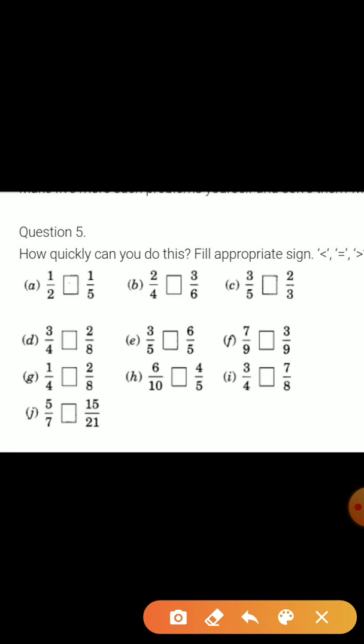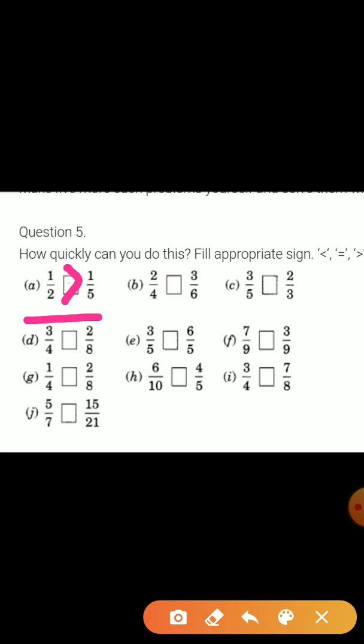Here again we are asked to compare these fractions quickly. So how will you do it? First you observe all these fractions. Here all these fractions are unlike fractions, having the same numerators, and somewhere they have different numerators as well. Now look at this one. This is an unlike fraction having the same numerator. If numerators are the same, you can compare the denominators. Smaller the denominator, greater the fraction. Denominator 2 is smaller than 5. Hence fraction 1 by 2 will be greater than 1 by 5.